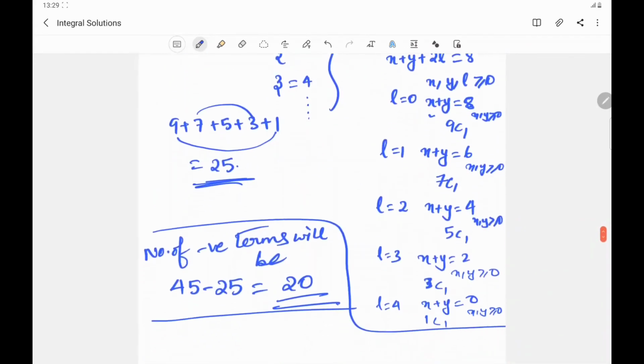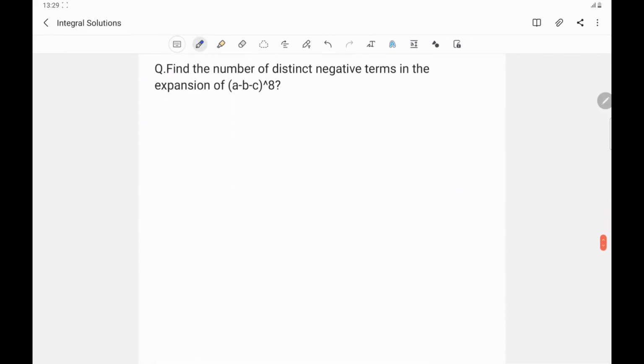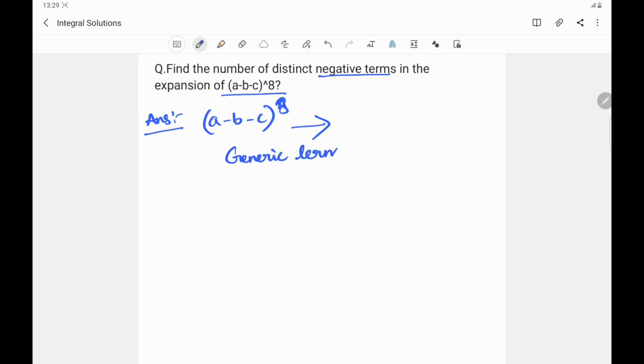Now let us move on to another question. In this question we are asked to find the number of distinct negative terms in the expansion a minus b minus c to the power 8. So the generic term in this expansion is k into a to the power x into b to the power y into c to the power z, into minus 1 to the power y plus z.